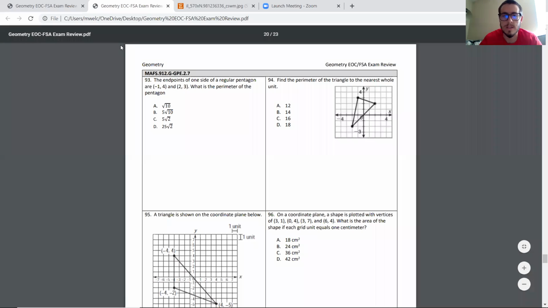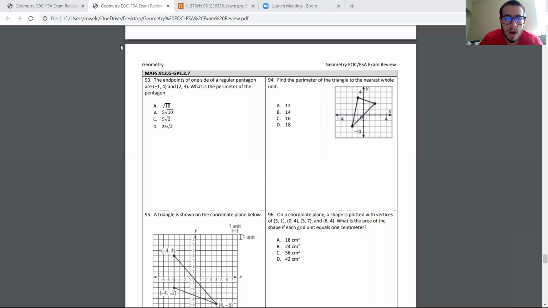This one is actually a little bit easier than maybe some of the previous ones. A pentagon, let's say, looks like this. And a regular pentagon means all the sides are the same length. When they use the word regular, it just means that all of the sides are equal in length. So it gave us the endpoints of one side. So all we have to do is find the distance from (-1, 4) to (2, 3), and then multiply that number by 5. So we can do this just with Pythagorean theorem again.